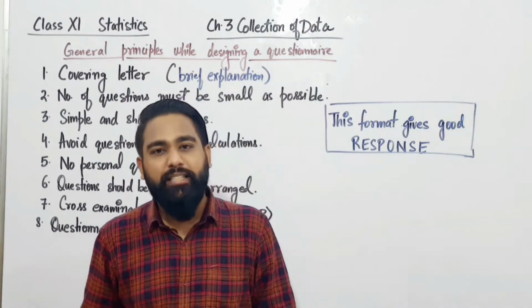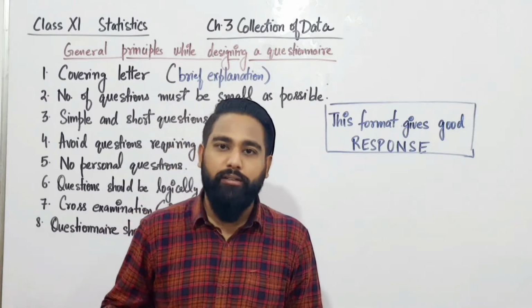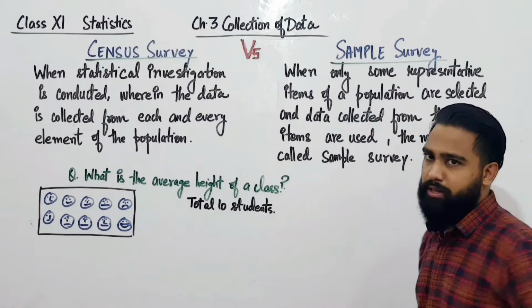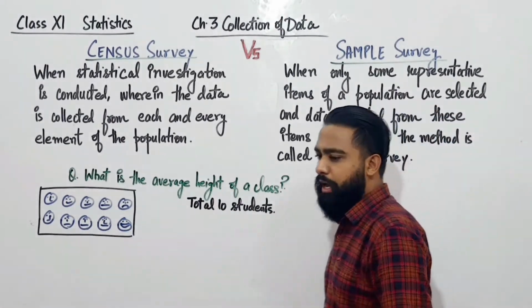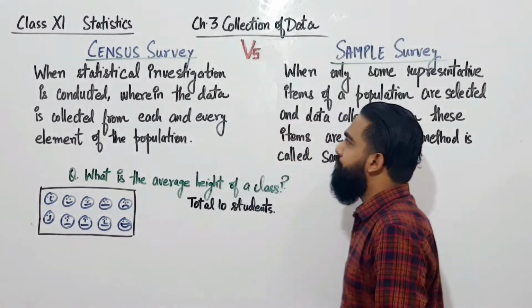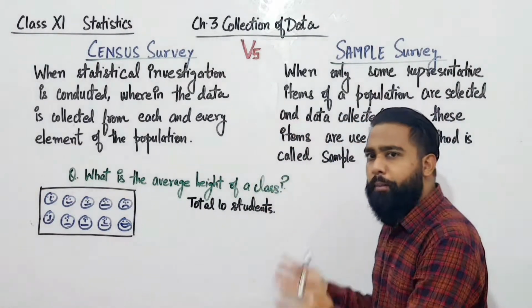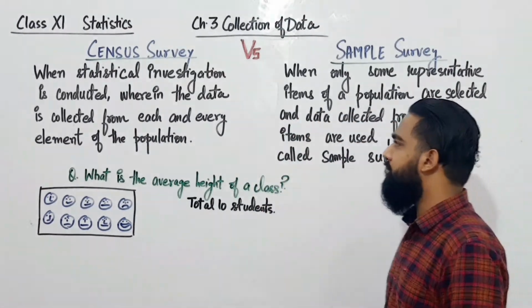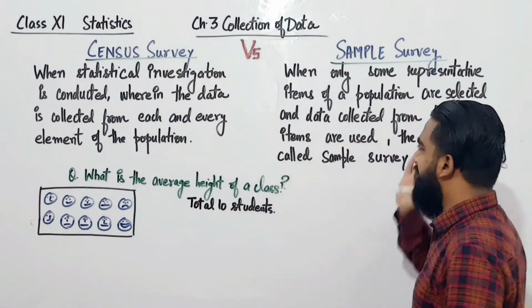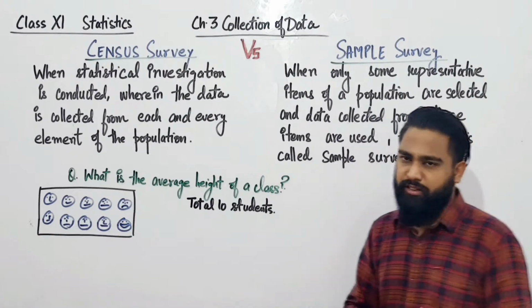Now students, let's come to the next topic. The next topic is census survey and sample survey. These are two more methods by which you can conduct a survey or an investigation. It's a most common question asked in your class 11 statistics: census survey versus sample survey. Basically, you have to tell the basic difference.